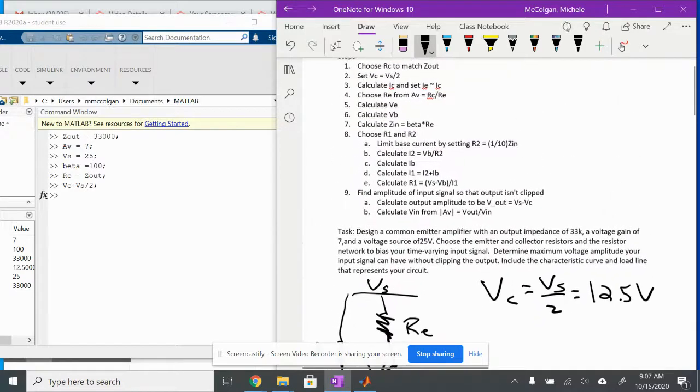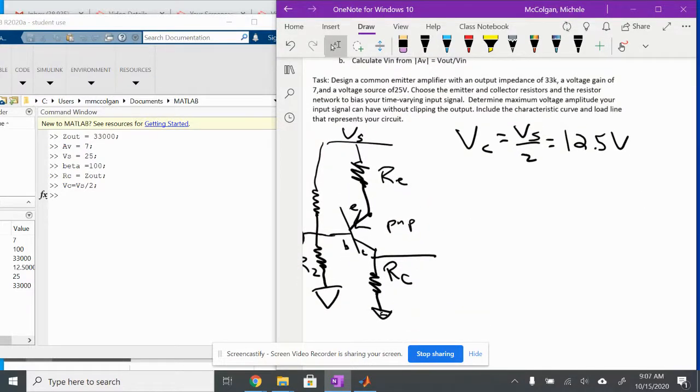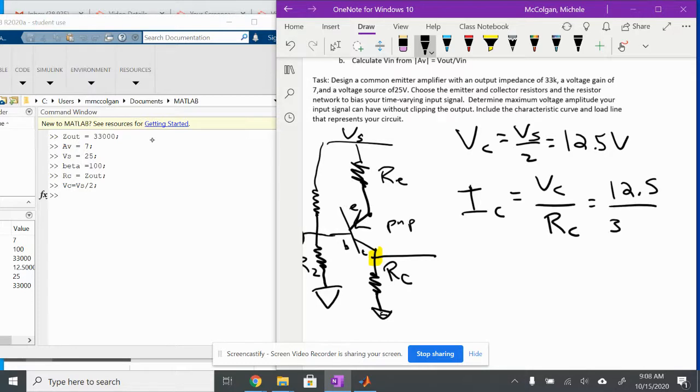Okay, so what's next? Well, I'm calculating IC. If I want to calculate IC, I know my VC value right here. So I know my VC is 12.5. I know my RC because I already set it. And so I'm going to calculate IC. So IC is equal to VC over RC. And so that's going to equal 12.5 over 33K.